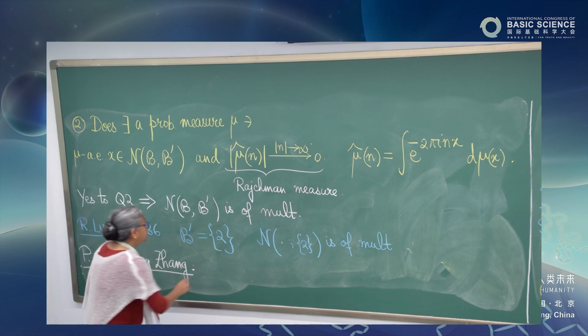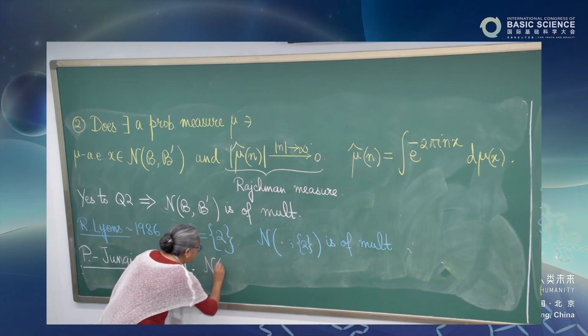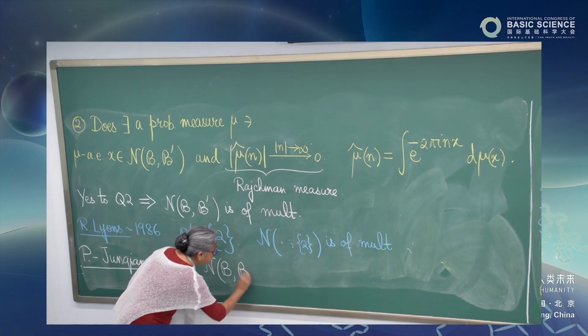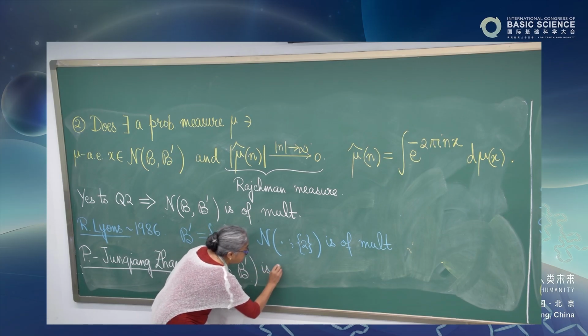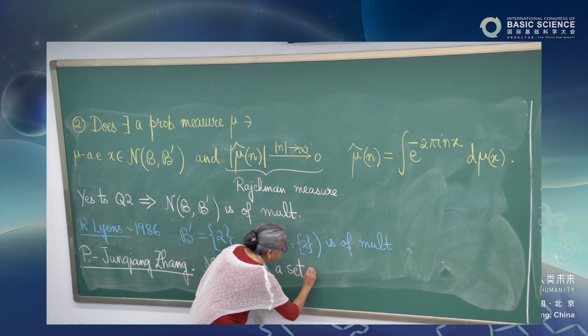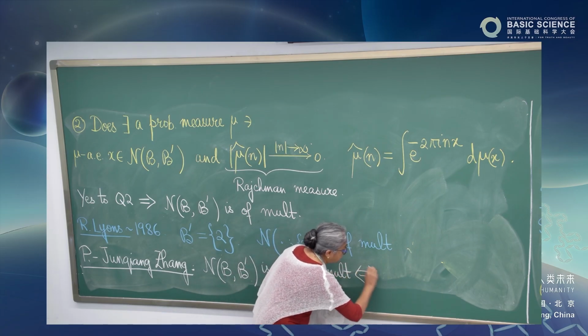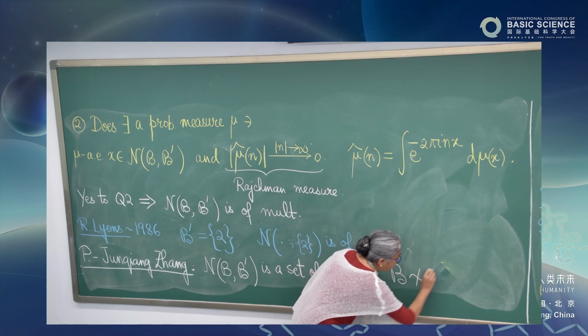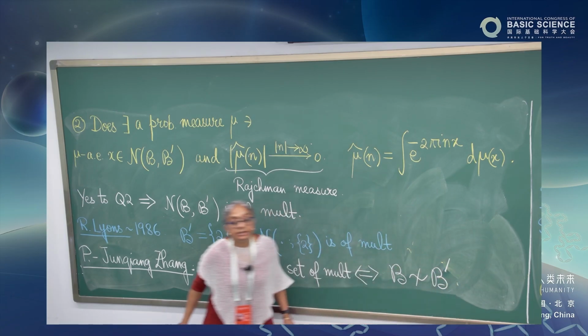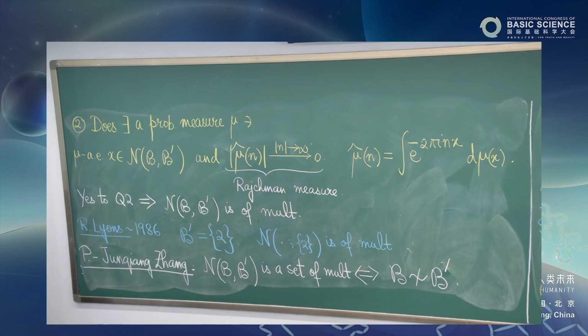Which is to say that N(B)\N(B') is a set of multiplicity if and only if it's non-empty, namely whenever they're multiplicatively independent. Okay. All right. So I'm going to stop and see if you have any questions so far.